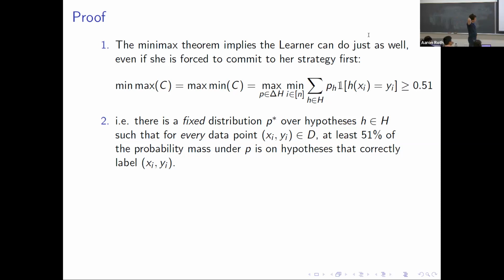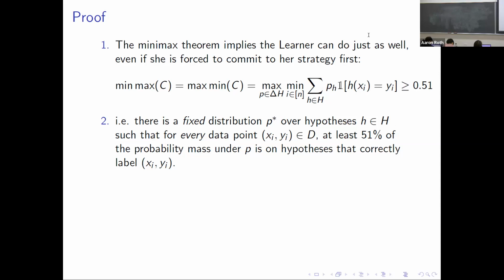And the property that it has is that since it's a max-min value, it's promising something in the worst case over actions of the adversary. In this case, actions of the adversary correspond to data points. And so the promise is that for every single data point in our data set, at least 51% of the probability mass of P star, this distribution over hypotheses, is put on hypotheses that predict the correct label for this data point. That's true for every single one of the data points. Okay? This was an important switch, but the way we're doing it is we're just applying the minimax theorem. The min-max value of any zero-sum game, including this one, is equal to the max-min value.